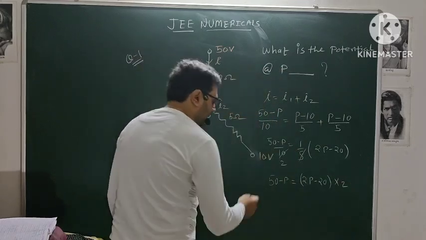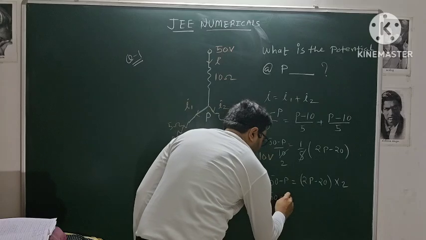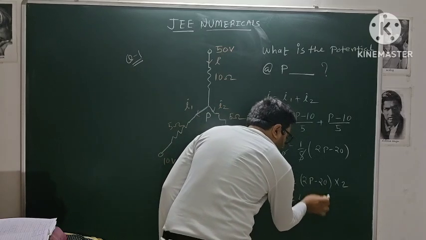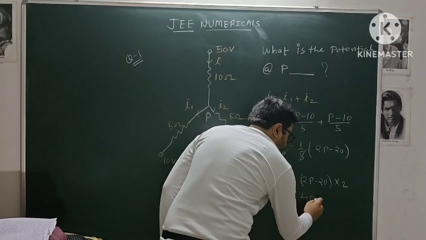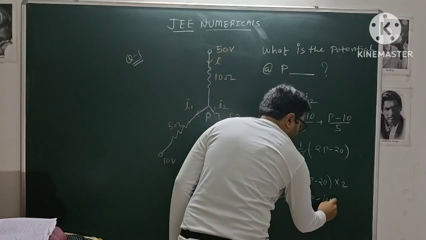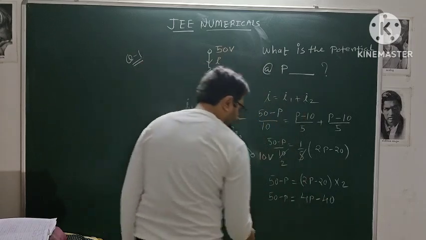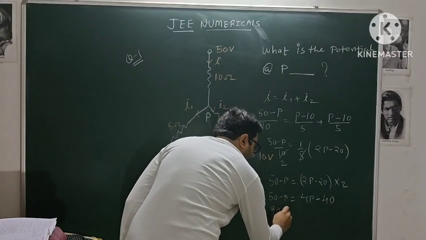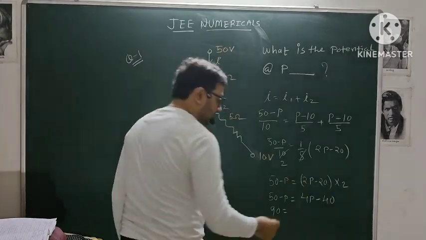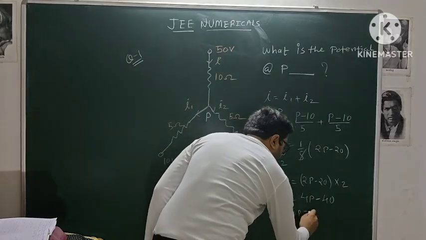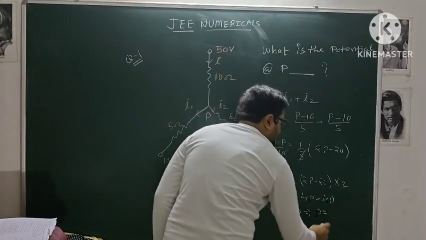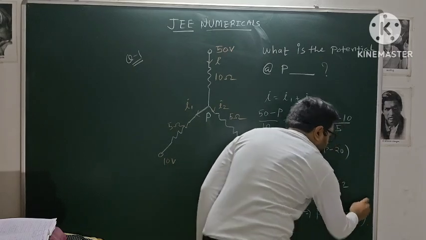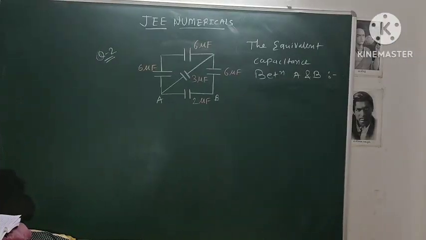Further we can do the calculations and we get 4P minus 40. Now simplify again. We get 50 plus 40, that is 90, and 4P plus P, that is 5P. So 9P divided by 5, so the answer is P equals 80 volt. Okay, thank you.